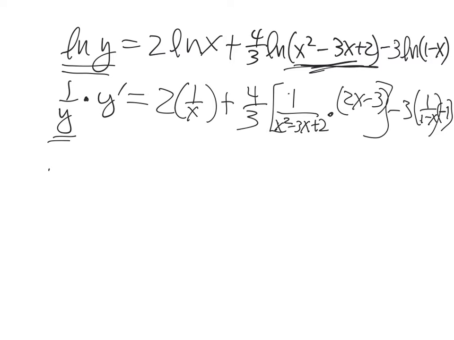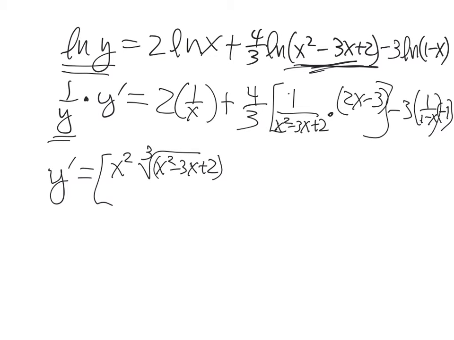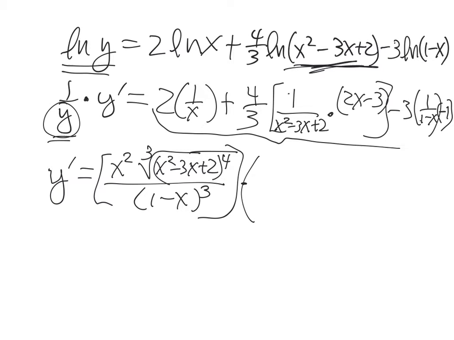And so, okay, we'll rewrite some of this as we go as well, but we'll have the y, whatever our original function was, I'll try to remember it here: x squared times the cube root of x squared minus 3x plus 2 to the 4th power all over 1 minus x quantity cubed. That would be the y that we're multiplying on the other side, and then times what's left here.